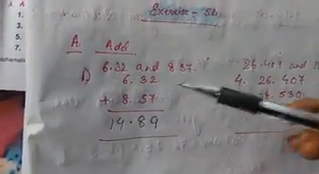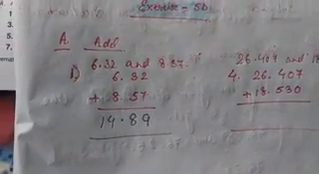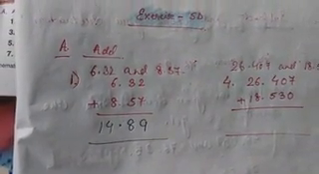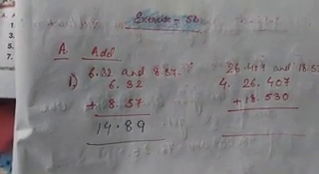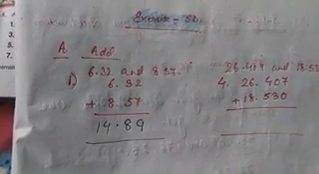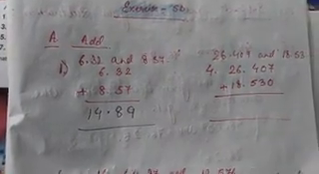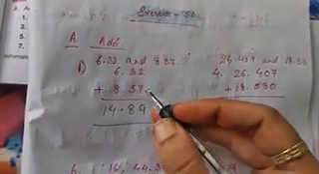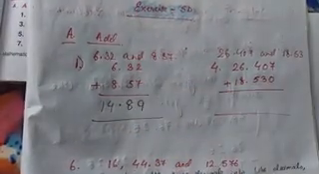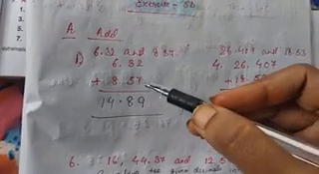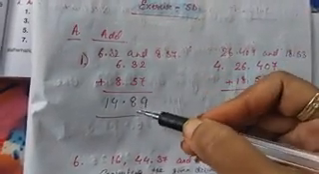Here, the numbers given are 6.32 and 8.57. First, we have to arrange the numbers in columns, keeping the decimal points in the same column. The digits having the same place value should be in the same column. So, 6.32 and 8.57, the decimal points are in the same column. So, 2 plus 7 is 9, and 3 plus 5 is 8.